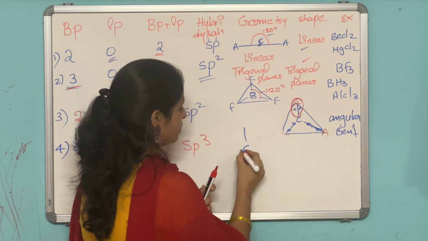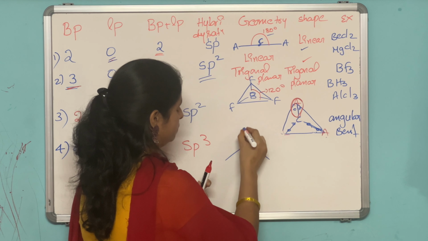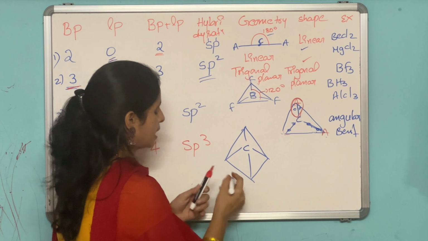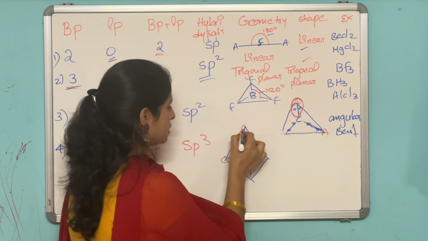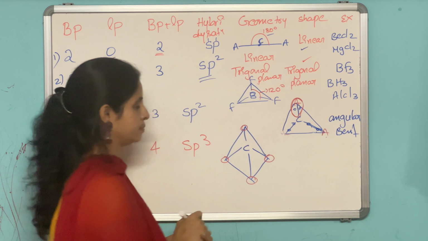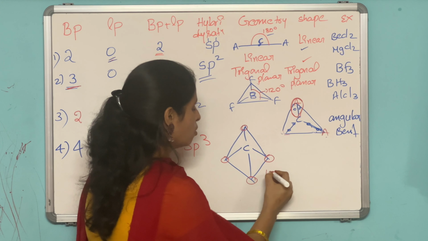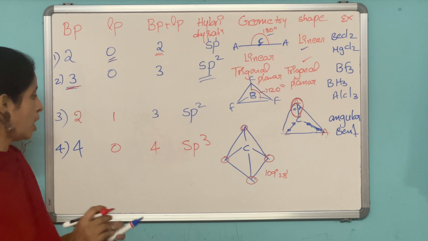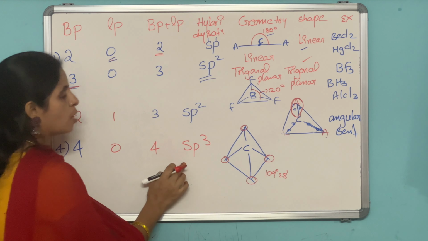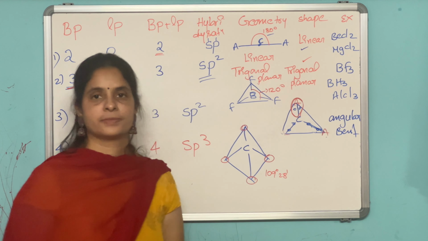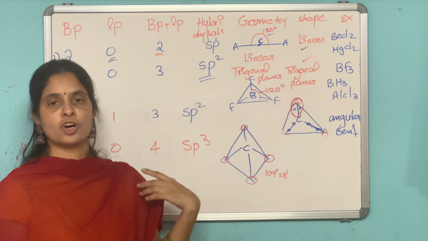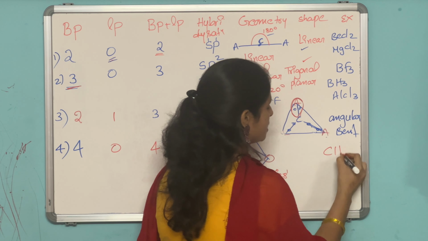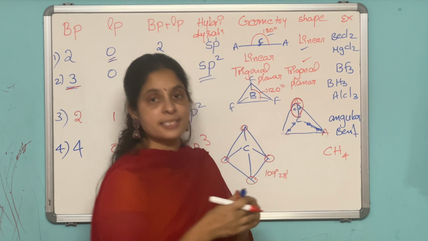Central atom, this will be like this. Central atom, and these are the surrounding atoms with a bond angle of 109 degrees 28 minutes. Okay. Now here lone pairs are 0. Geometry is equal to shape. What is the best example for this one? It is CH4.